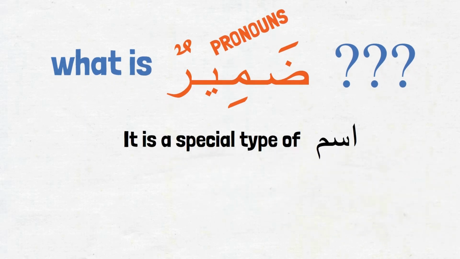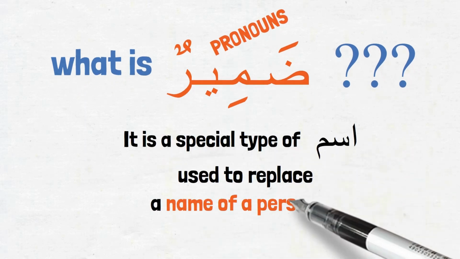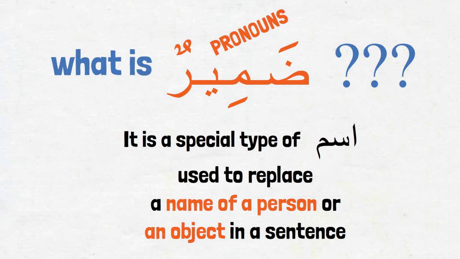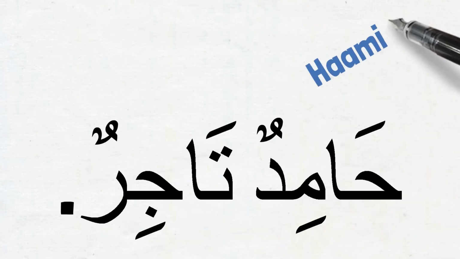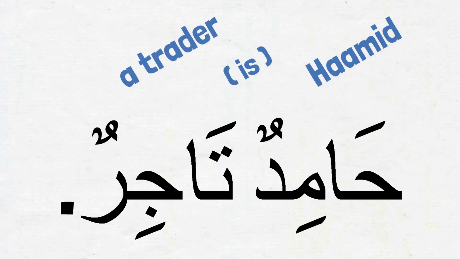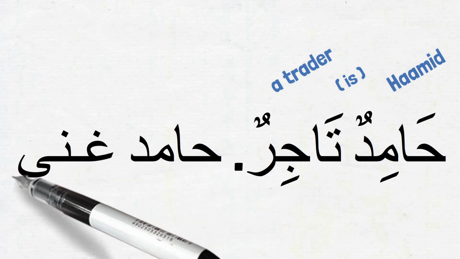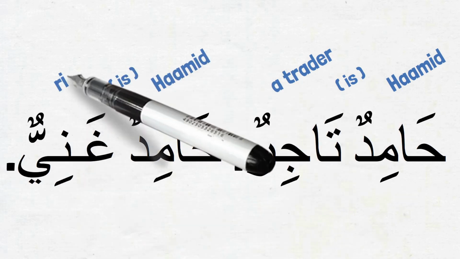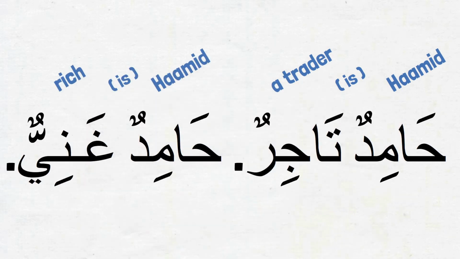ضميرs are a special type of ism that is used to replace the name of a person or an object in a sentence. For example, let's say Hamid is a trader. Hamidun tajirun. And we want to continue to talk about Hamid. Let's say Hamid is rich in the second sentence. Hamidun ghaniyun. But we don't have to repeat Hamidun in the second sentence, but instead use an appropriate pronoun.